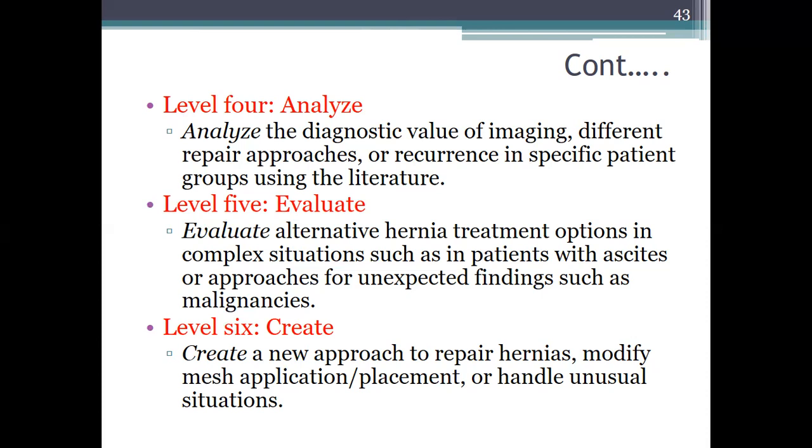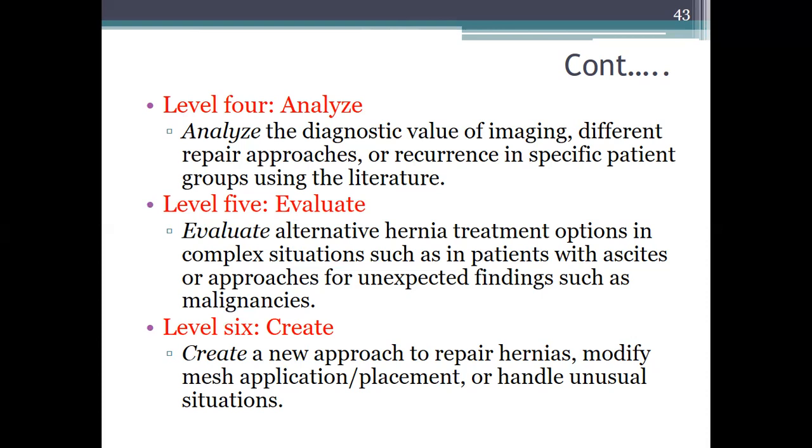So for that he should discuss each and every component of the different options of the diagnostic tools. So analyze the diagnostic video of imaging, different repair approaches. Now he has to know the different approaches, which one is the best approach, which has the best outcome. So that will be in level 4.